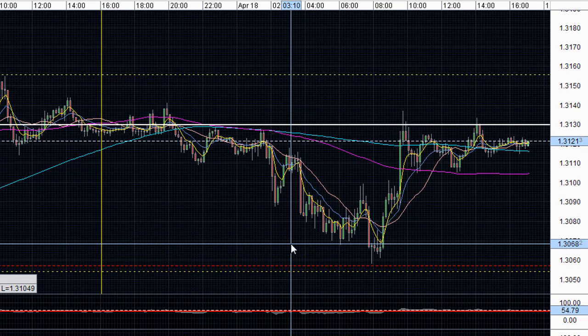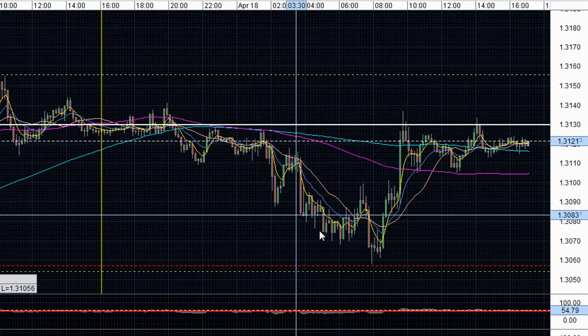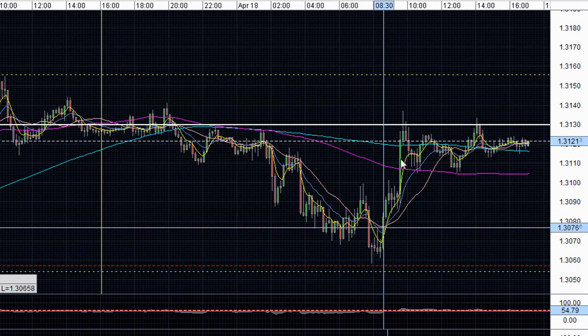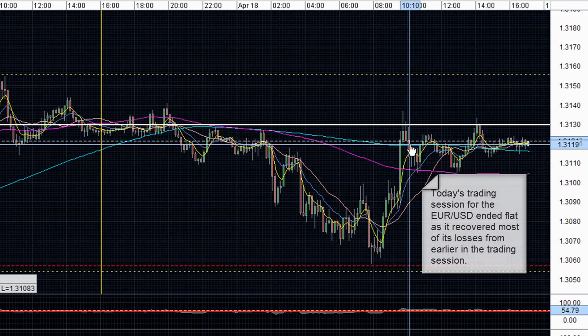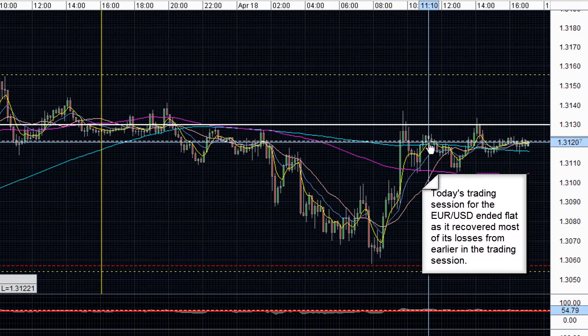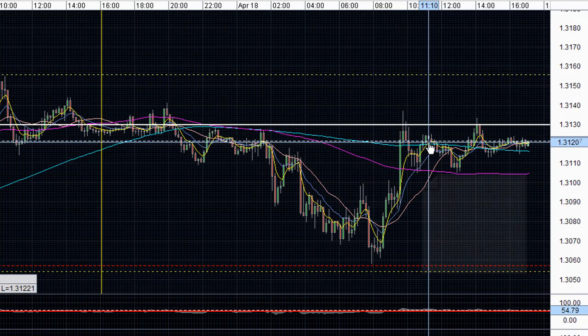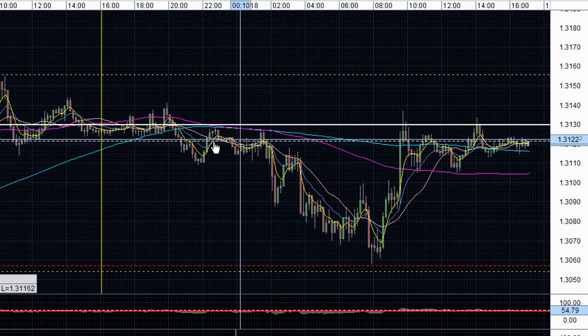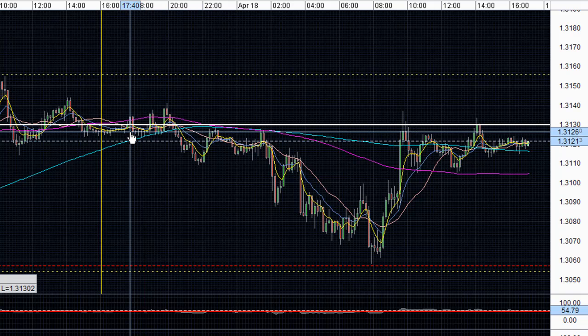And as you can see in front of you, today was an interesting day because most of our losses from earlier, the pair had eventually recouped for today. So you can see that we ended the day primarily flat with either no gains or no losses in the pair.